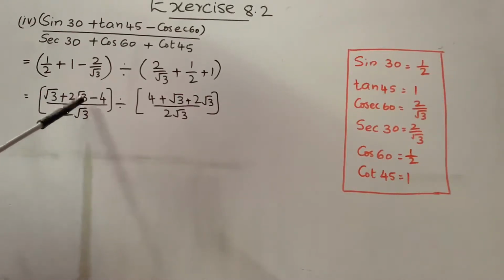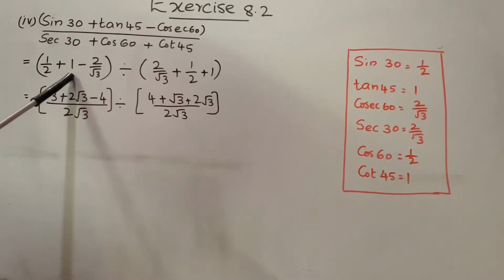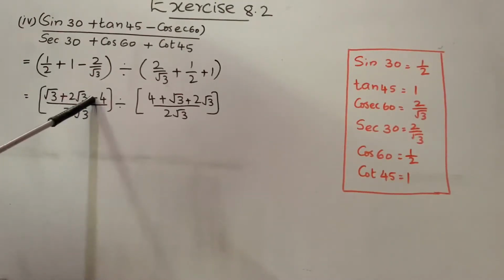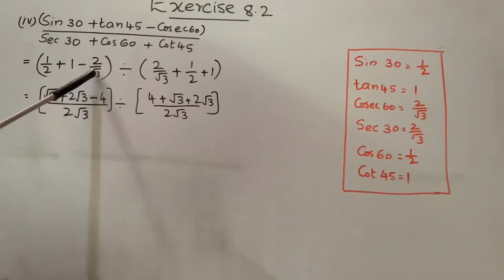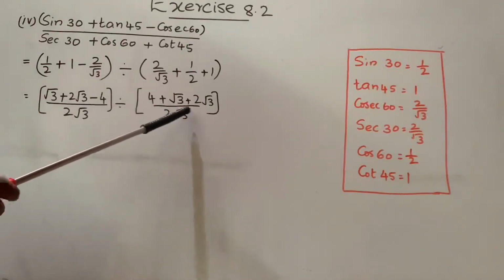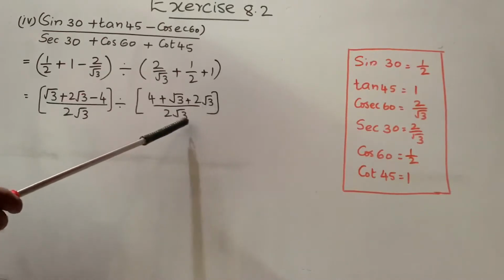So 2 root 3 divided by this one, that is 2 root 3. That 2 root 3 into this one, that is 2 root 3. Minus 2 root 3 divided by root 3 is 2. That 2 into this 2, that is 4. Similarly here also you will get a 4 plus root 3 plus 2 root 3 divided by 2 root 3.